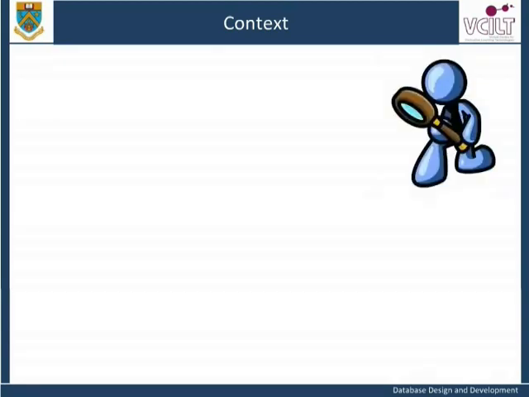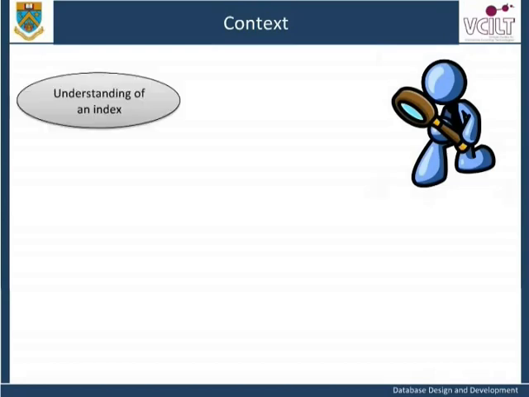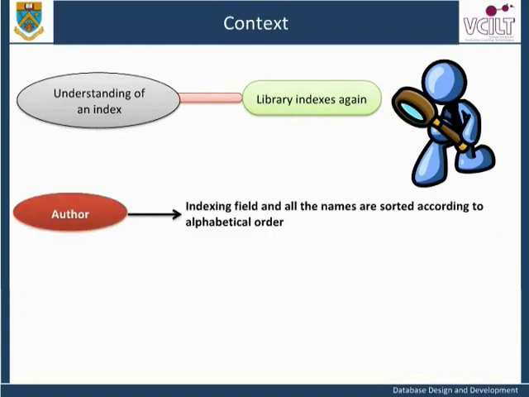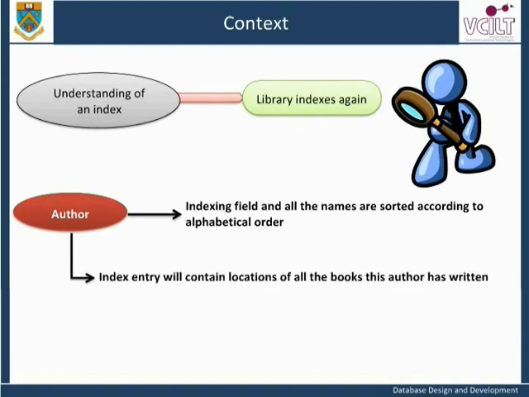index. To give you an intuitive understanding of an index, we look at library indexes again. For example, an author index in a library will have entries for all authors whose books are stored in the library. Author is the indexing field, and all the names are sorted according to alphabetical order. For a particular author, the index entry will contain locations, that is, pointers, of all the books this author has written. If you know the name of the author, you will be able to use this index to find his or her books quickly.